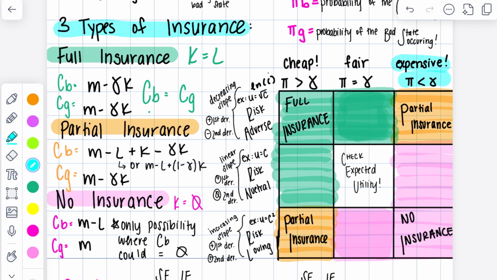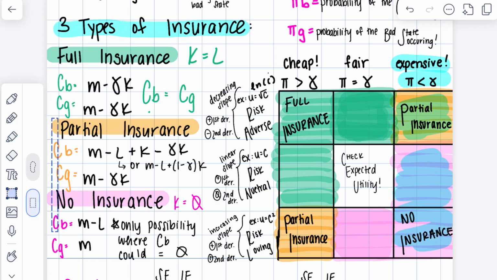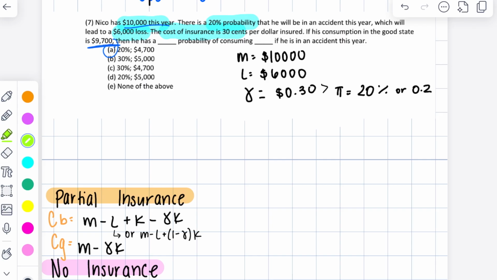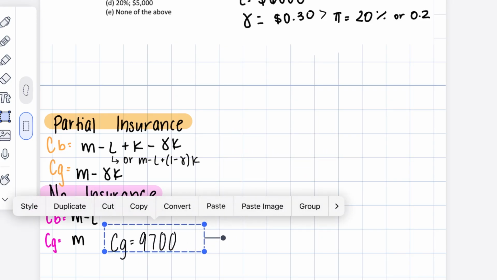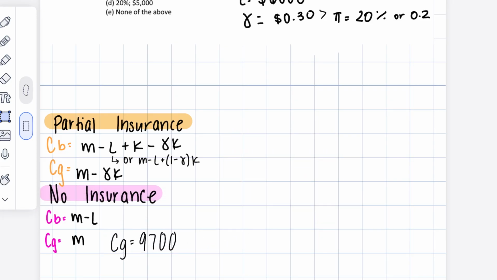Anyone purchasing expensive insurance is either partially insured or not insured at all. That means we're going to use one of these two sets of equations to figure out our consumption in the bad or our consumption in the good. Then it tells us that his consumption in a good state is $9,700. First, we see here that under no insurance, consumption in the good equals our income. We know that our income was $10,000. This is not equal to $9,700.